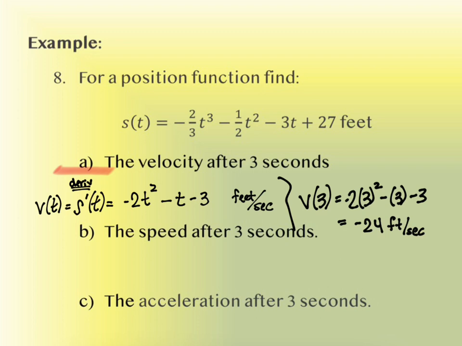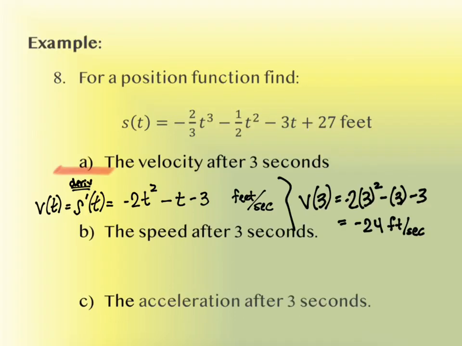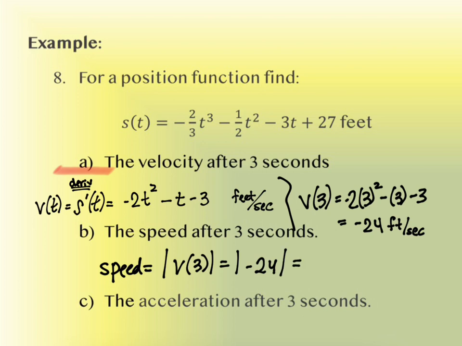In terms of a graph, it means the graph is actually going downhill, which we will talk about more in chapter 3. Speed, however, take a look over here. Speed's just the absolute value of velocity. So if I want the speed, all I need to do is take the absolute value of what I found for v of 3. What was v of 3? Negative 24. The absolute value of negative 24 is positive 24. So speed's a very direct thing to find if we've already found velocity.